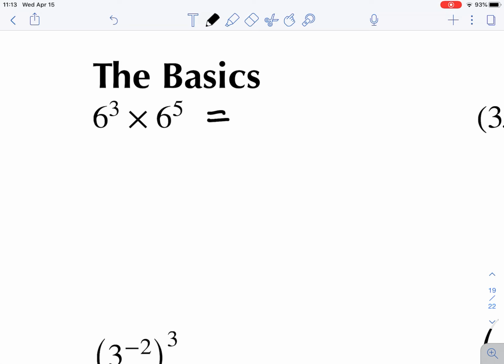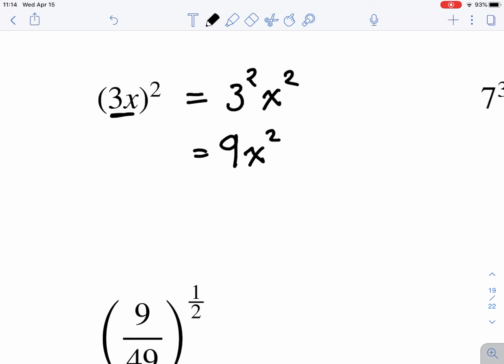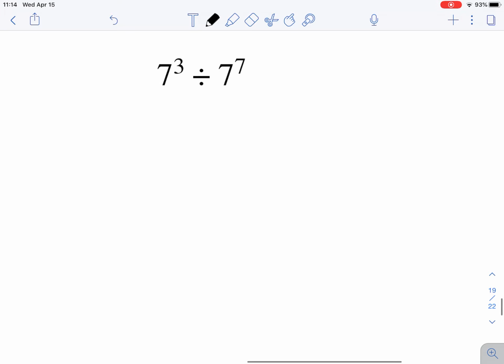6 to the power of 3 times 6 to the power of 5. Now this is the multiplication of powers rule, so we are going to add the exponents. So we're going to get 6 to the power of 8. Second one, 3x squared. This is in a product that's all raised to a power, so we're going to get 3 squared x squared. The squared is going to apply to both terms equally. That only works if it's all multiplication inside the parentheses. If there's addition or subtraction, it's not going to work. So that's going to be 9x squared.